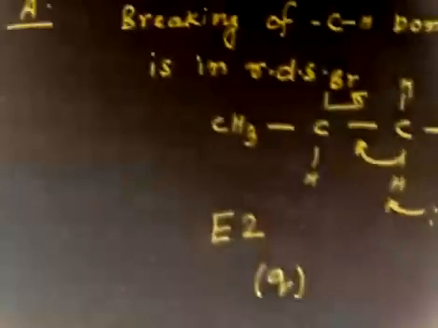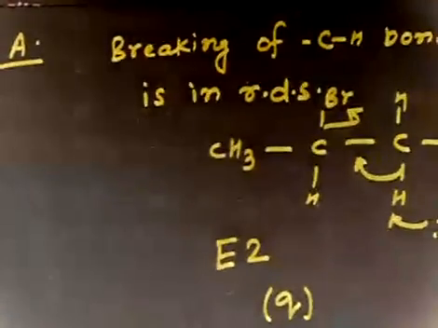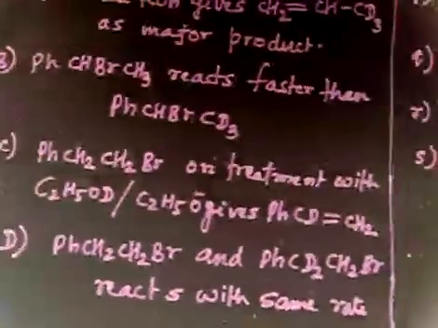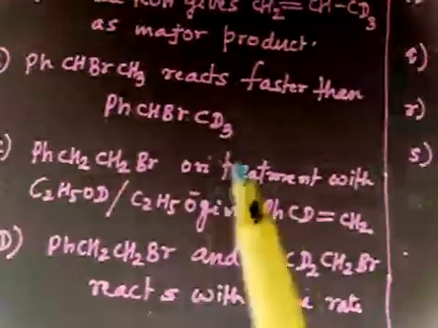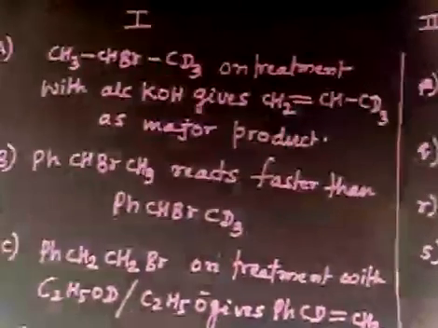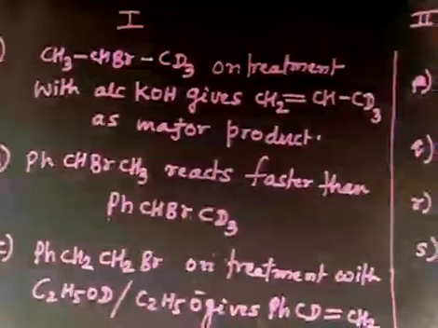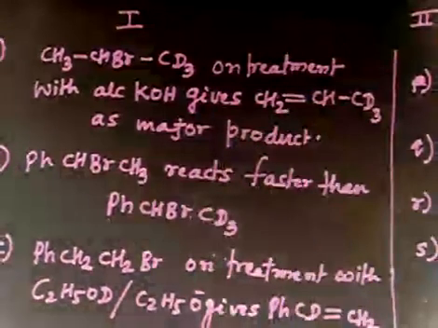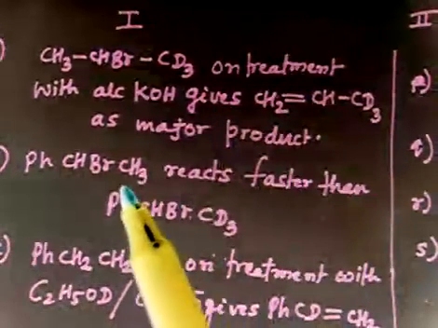Now let us discuss part B. And part B says this reacts faster than this. Oh, this is the B. So we have discussed B, we have not discussed this one. So on treatment with this, it gives this major product. This we have discussed. Now this one, B part.